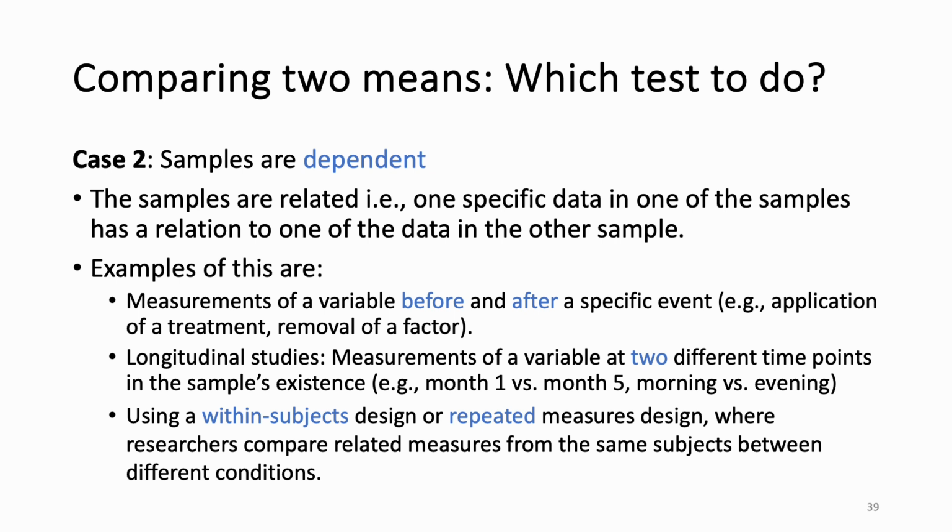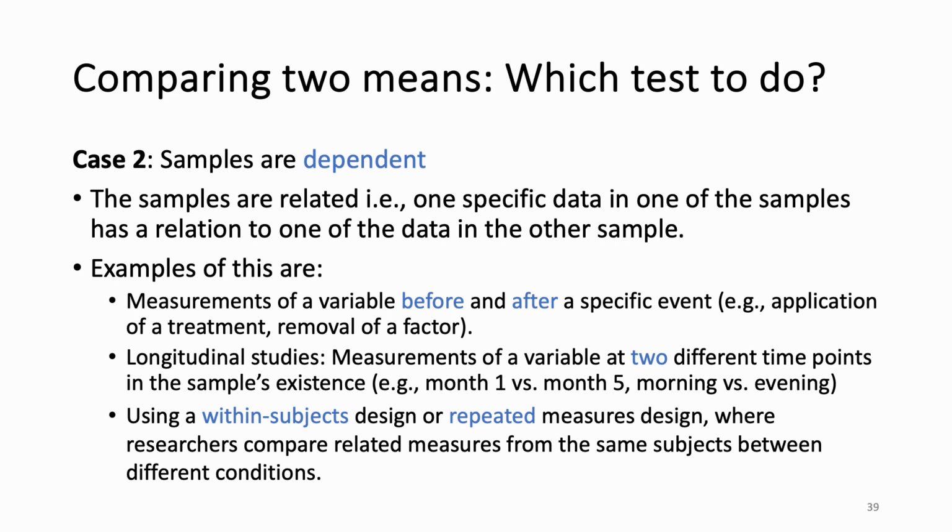Another example is when you conduct longitudinal studies, when you are interested in how a variable evolves over time. So you take a measurement of the variable at a time t, but then you take another measurement after, let's say, 5 months, 1 year, etc. And then you compare the results. So here we have a sort of dependency or relation between the measurements that you do.